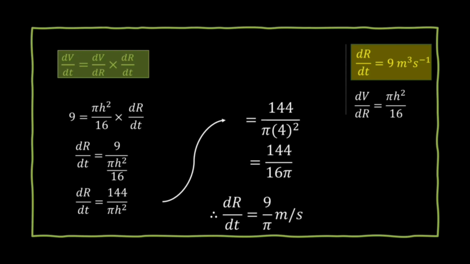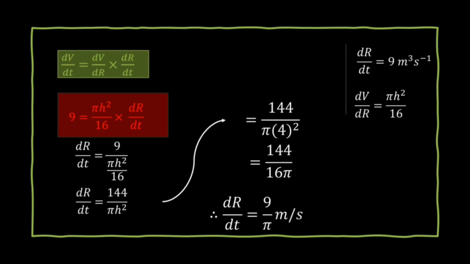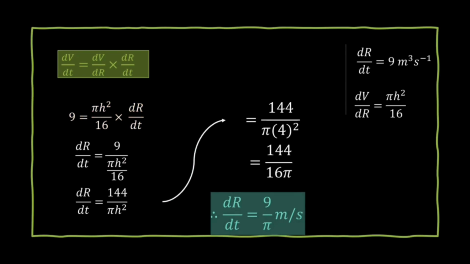These two values will be used to substitute the function. The first one is the value for dV over dt, and it is 9. And the value we got for dV over dr is pi h squared over 16. Since we already have dV over dt and dV over dr, we substitute the values into the function to find dr over dt. And we will get 9 over pi.